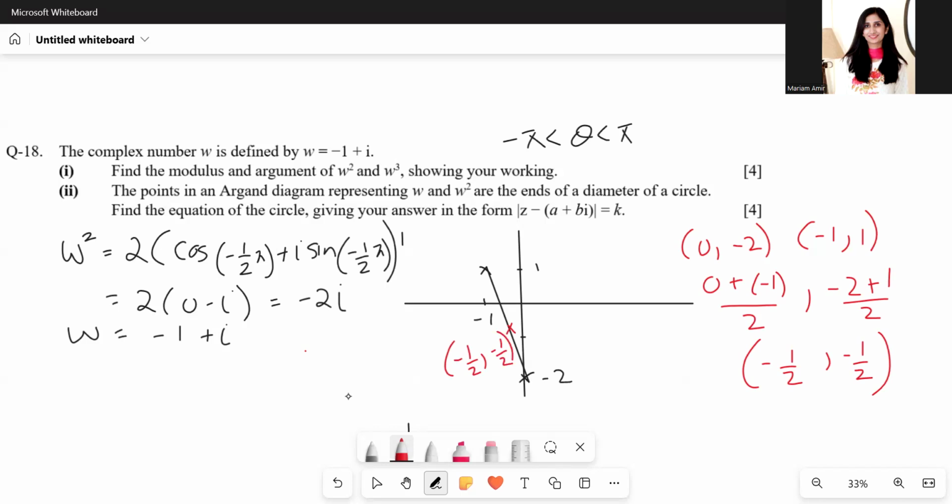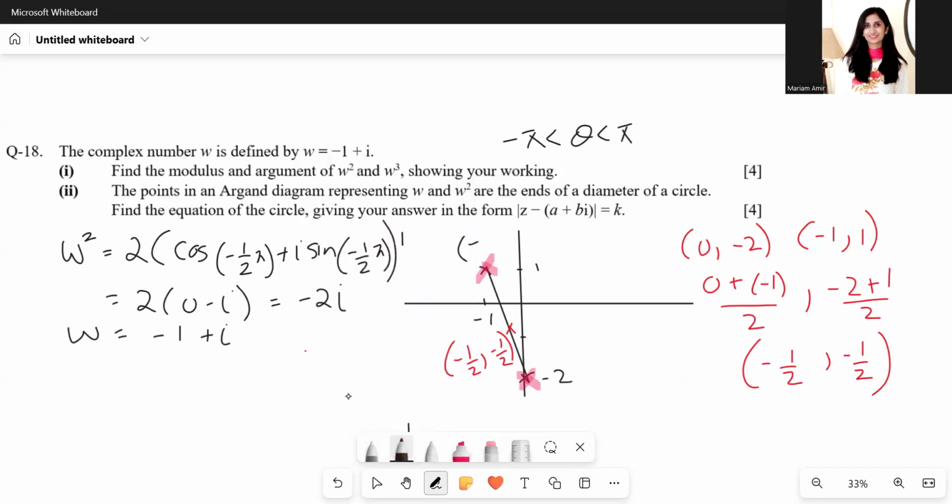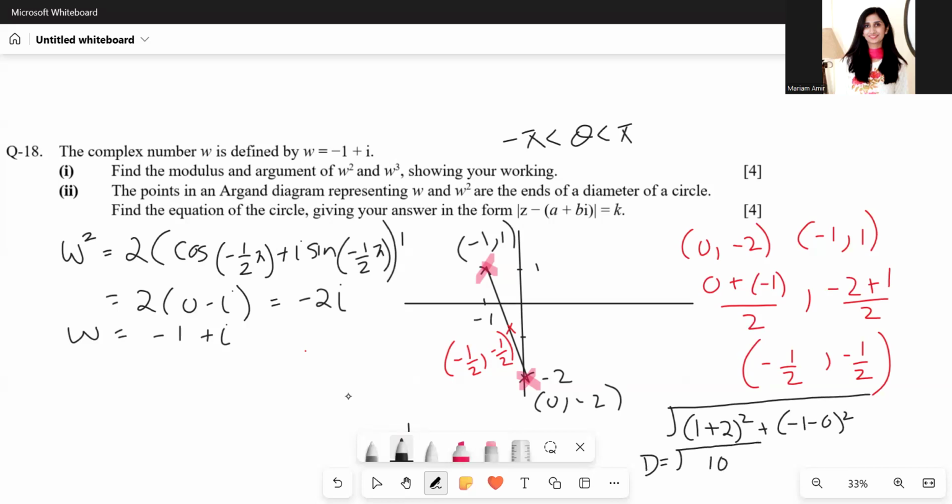Okay. Then we need the radius. For the radius, I'm going to find this distance and divide it by 2. So the distance formula on negative 1 comma 1 and 0 comma negative 2 is y2 minus y1 squared plus x2 minus x1 squared. This is root 10, the diameter. So the radius would be root 10 over 2.